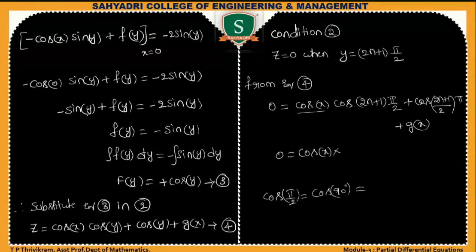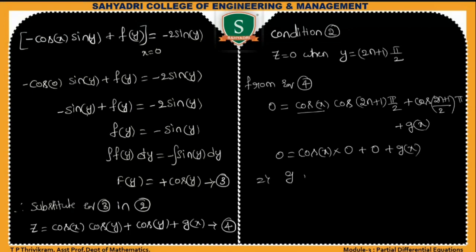So whatever the multiples of pi by 2, all become 0. So here 0 plus 0 plus g of x. So we got g of x as 0. Okay, so therefore take it as equation 5.